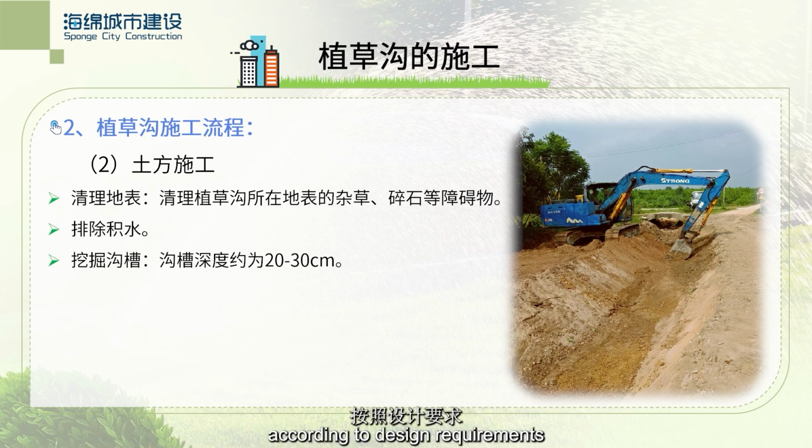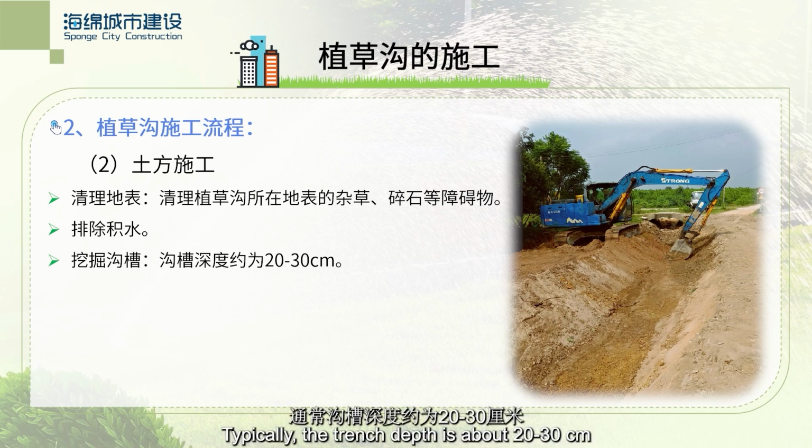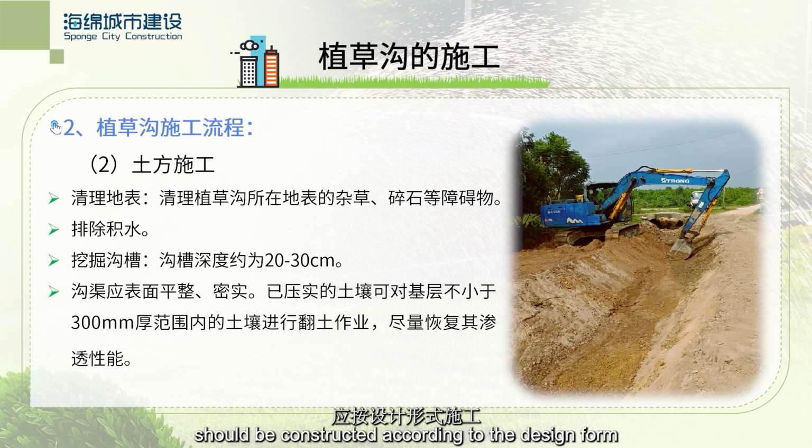Excavate the trench according to design requirements. Dig an appropriately sized trench on the surface. Typically, the trench depth is about 20 to 30 cm. The channel of the grass swale should be constructed according to the design form.